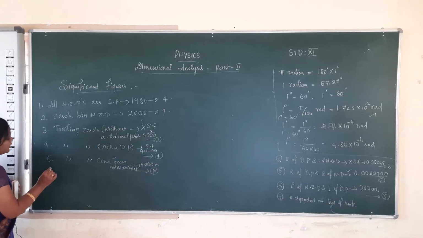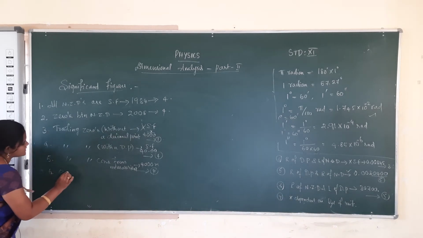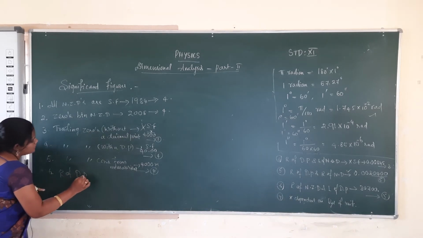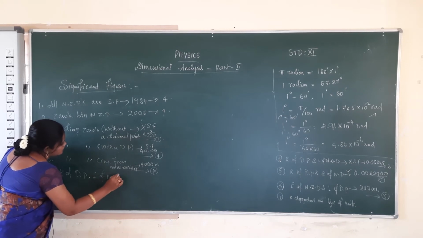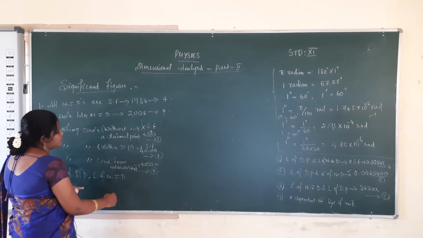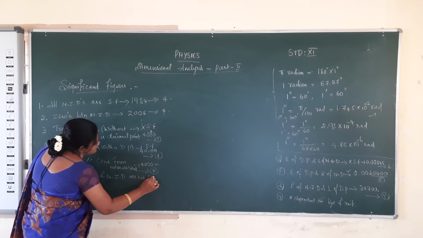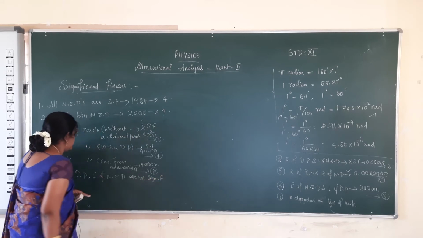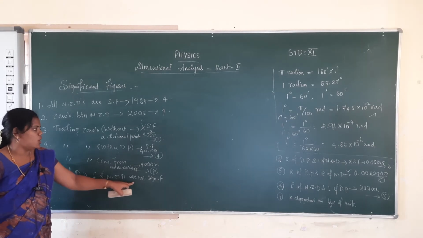Then the sixth point: the zeros to the right of the decimal point and to the left of a non-zero digit are not significant figures. Right of a decimal point and left of a non-zero digit are not significant figures.